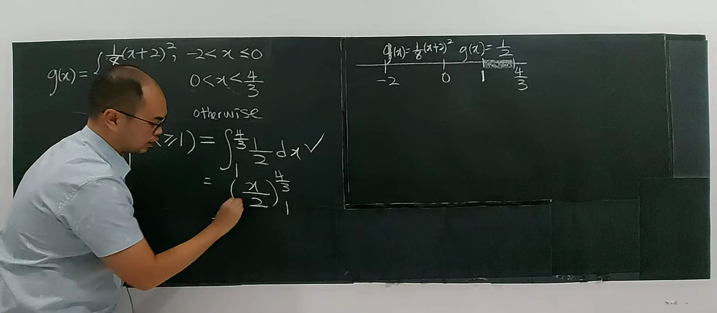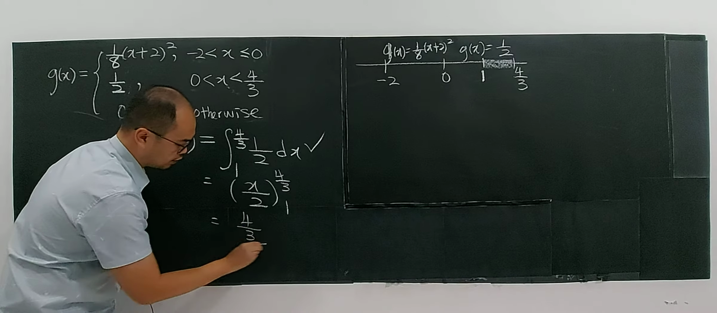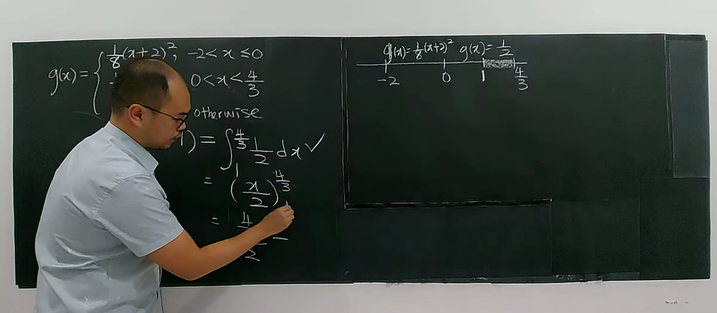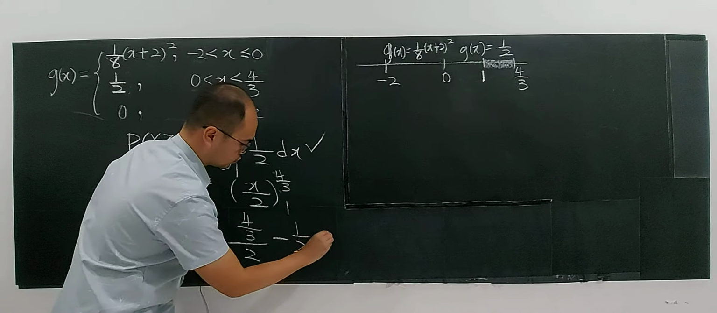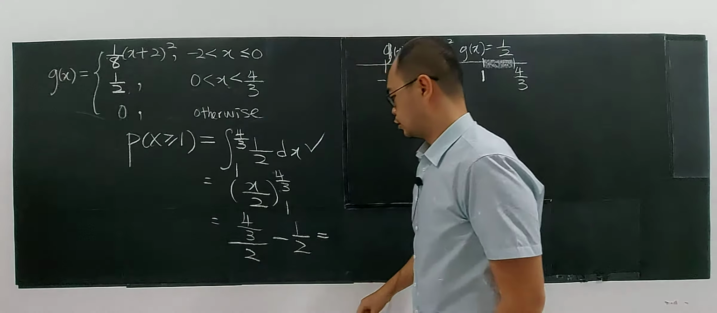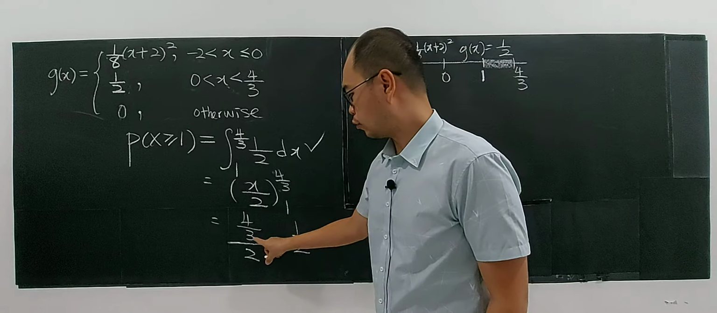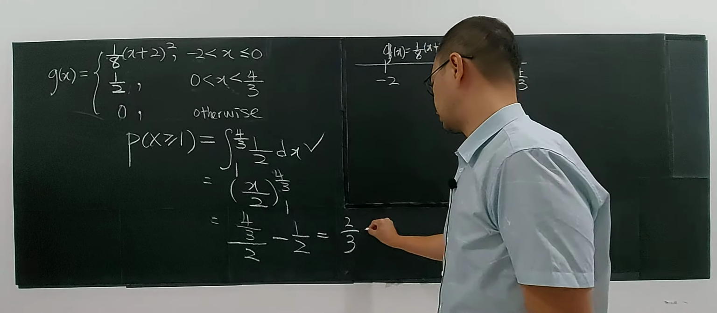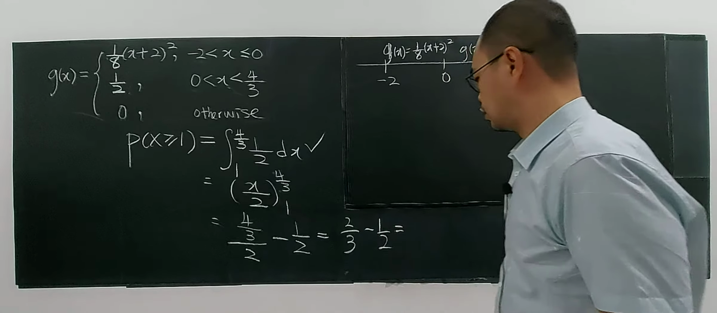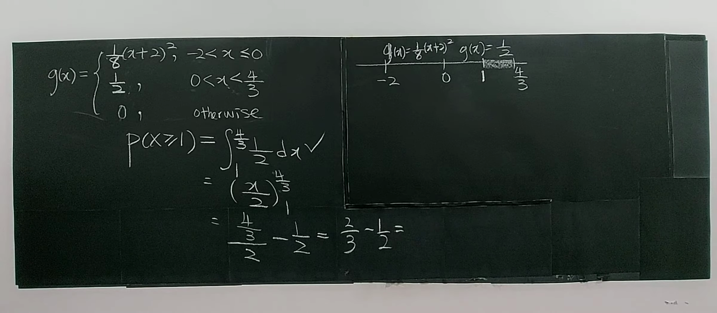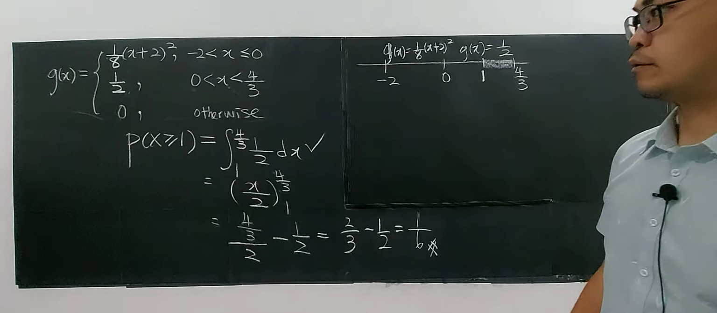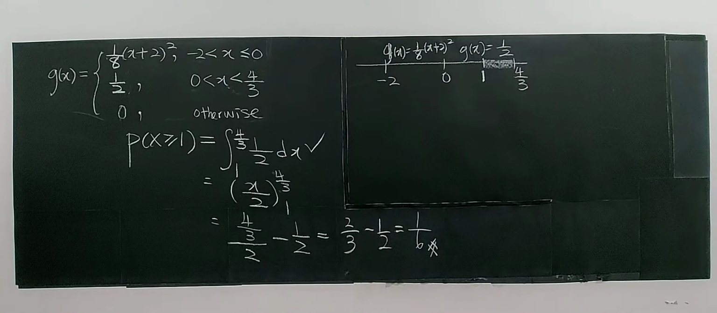So you can just substitute the values: 4 over 3 divided by 2 minus 1 over 2. 4 over 3 divided by 2 gives you 2 over 3. 2 over 3 minus 1 over 2, let's see what value you will get. You get 1 over 6 as the probability here.